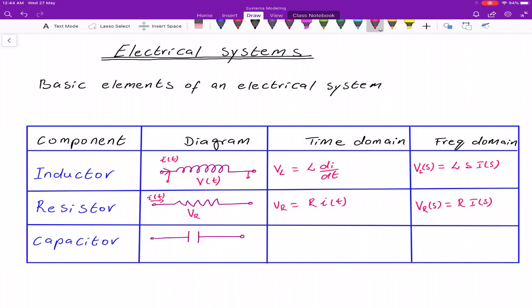Okay, and our last component is the capacitor, and with the capacitor, assuming that our current is going in through there, and we have a voltage drop across this capacitor, we can say that our voltage drop V_C is equal to 1 over C integral of I dt, and the Laplace transform of that is V_C(s) is equal to 1 over Cs times I(s).